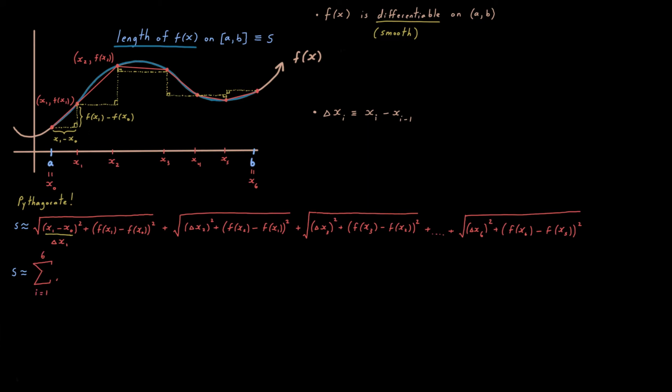Knowing this allows me to crisply compress this info into a summation. Delta x sub i, the whole thing squared, plus f of x sub i minus f of x sub i minus 1 squared, square rooted, from 1 to 6.